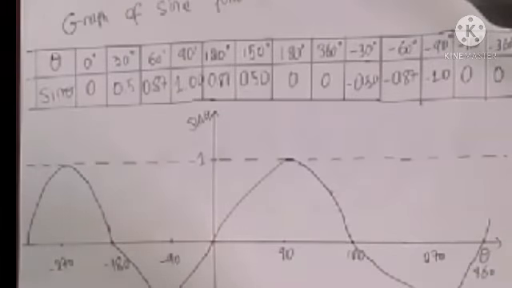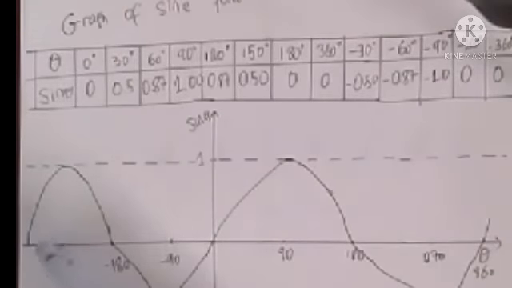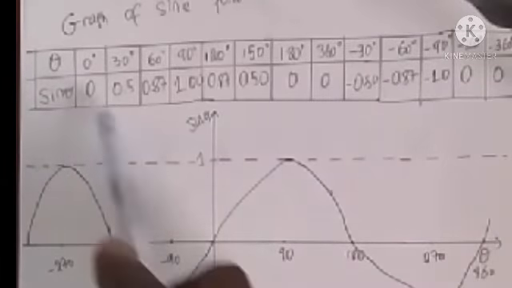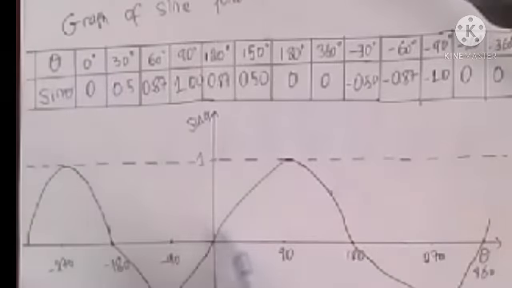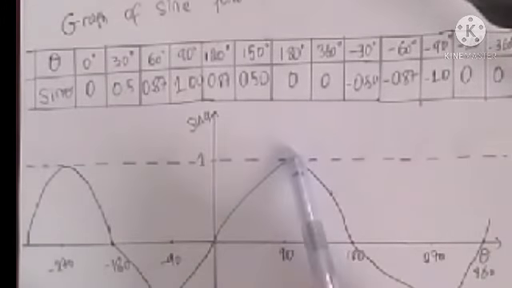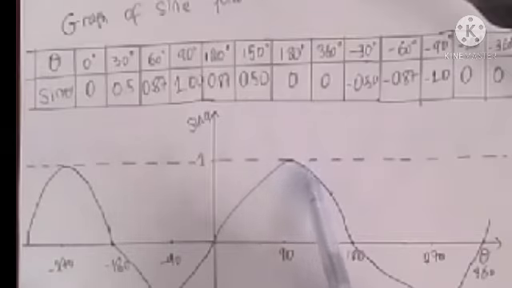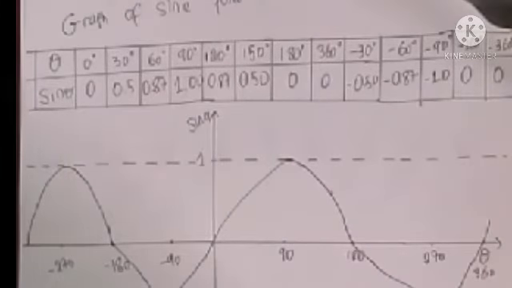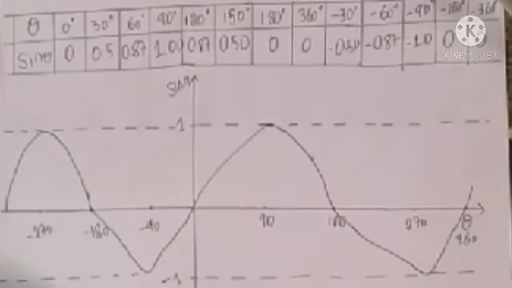Okay, so from this plot, if you plot a graph, when theta is 0, sine theta starts from this particular point at 0 because the value of sine theta is 0. At 90, it goes to 1. At 180, it comes back to 0. And then at 270, it goes to negative 1.